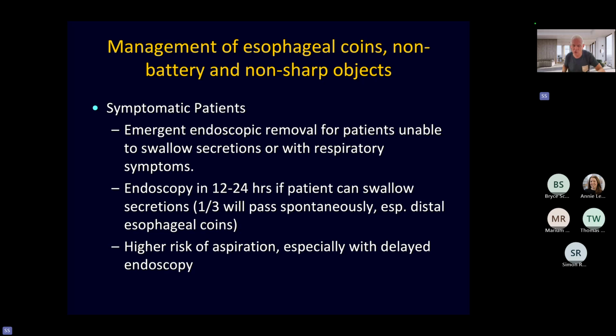But the lower down it goes, they may be able to swallow secretions. And with delayed endoscopy, there's a higher risk of aspiration. Basically, if a patient in the second scenario comes in at night, we'll schedule endoscopy for the next morning, and that's fine. If the patient comes in early in the morning, you may accelerate it and move it up. So it's really a question of you talking to the parents, assessing the patient, and making a decision.